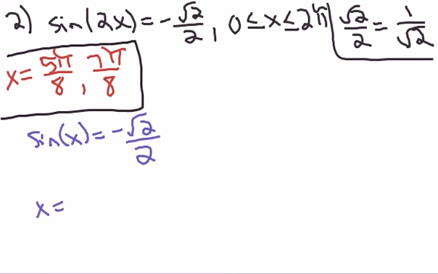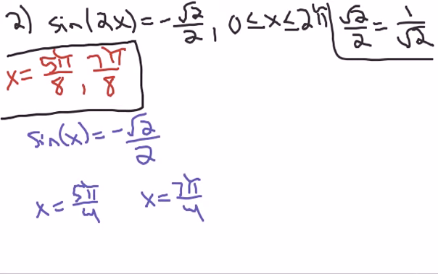If you go on the unit circle, you would see that the angles for that are 5 pi over 4 and 7 pi over 4, right? So that's just for sine of x equal to negative root 2 over 2. These are both in quadrant 3 and 4.